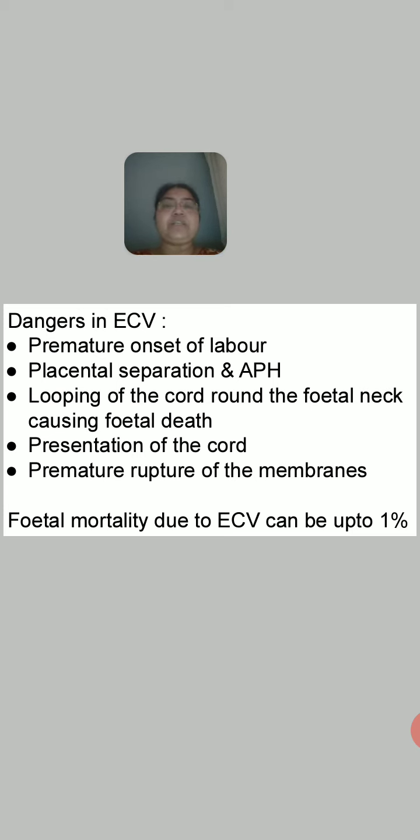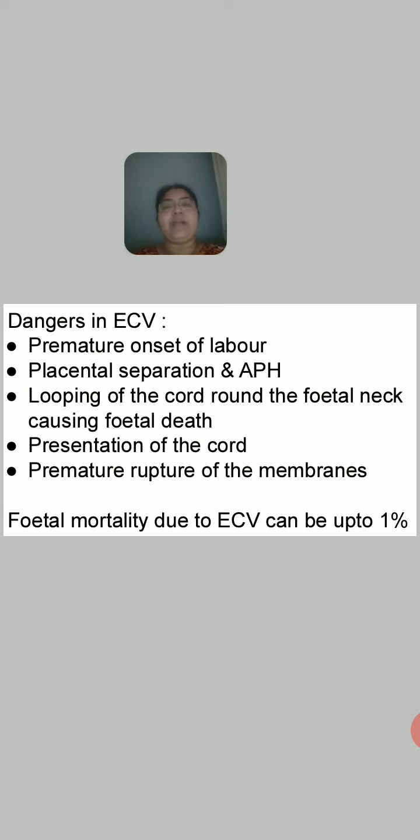Now the dangers involved in the external cephalic version. There may be premature onset of labor. When the version is attempted, labor may start. Placental separation and antepartum hemorrhage. I told you, when there is placenta previa, there are more chances of placental separation, so APH will develop.